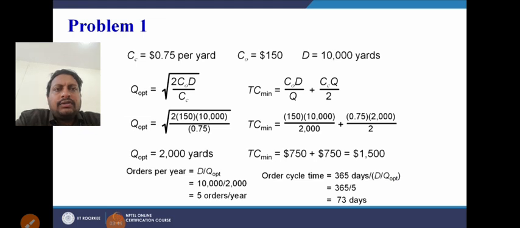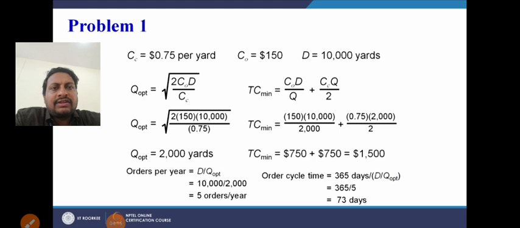This is the carrying cost. The numbers will be in dollars. The carrying cost is 0.75 per yard, the ordering cost is $150, and the annual demand is 10,000 yards. Now we'll solve for Q optimum, the economic order quantity. The formula is the square root of 2 times ordering cost times annual demand divided by carrying cost.